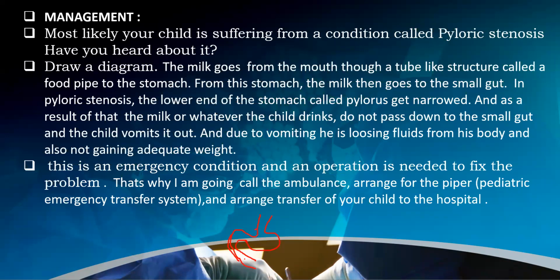Say that when you give breast milk to your baby, the milk goes from the mouth through a tube-like structure called the food pipe to the stomach. And from this stomach, milk then goes to the small gut.